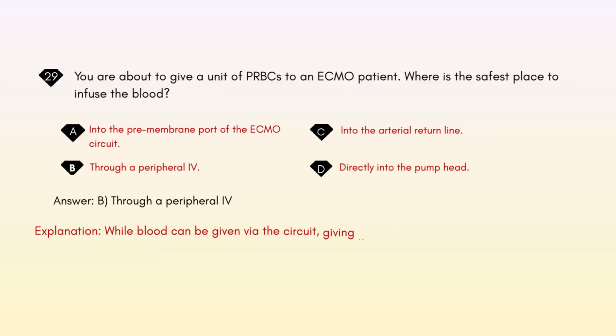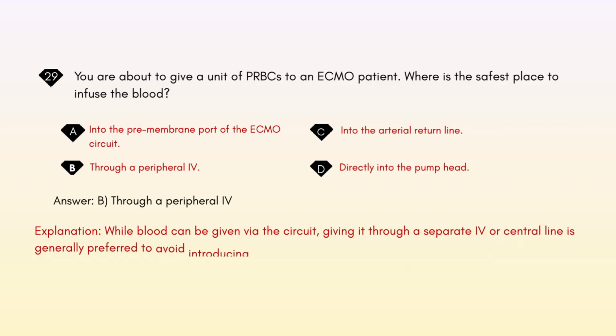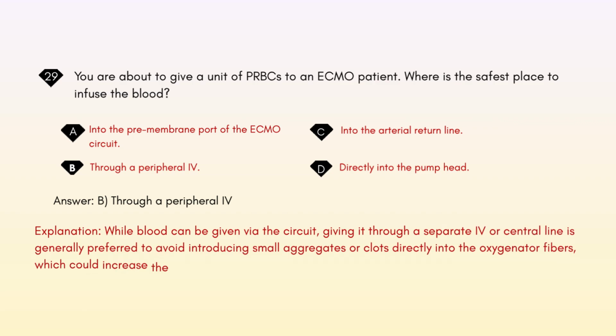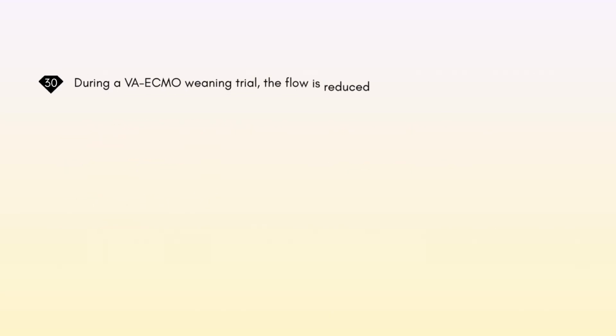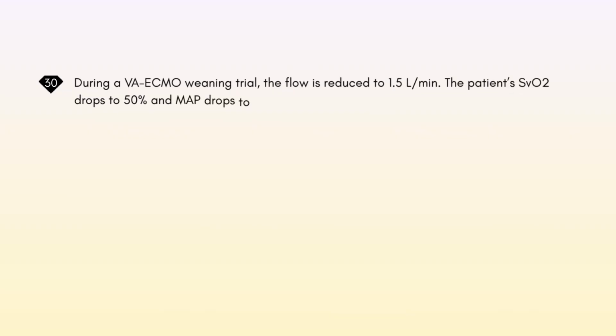Explanation: while blood can be given via the circuit, giving it through a separate IV or central line is generally preferred to avoid introducing small aggregates or clots directly into the oxygenator fibers, which could increase the delta P. During a VA-ECMO weaning trial, the flow is reduced to 1.5 liters per minute. The patient's SpO2 drops to 50% and MAP drops to 50 mm of mercury.